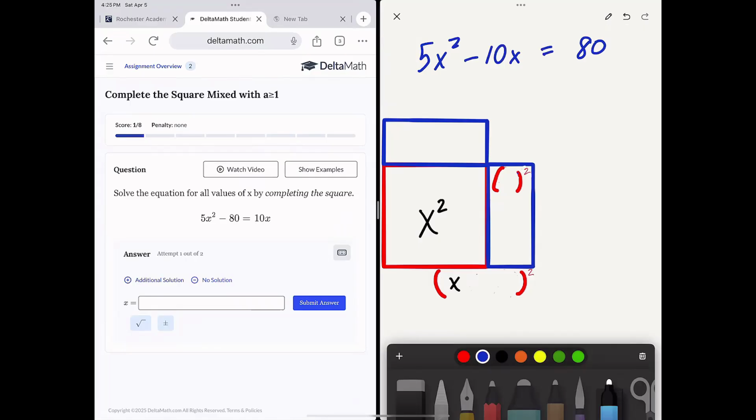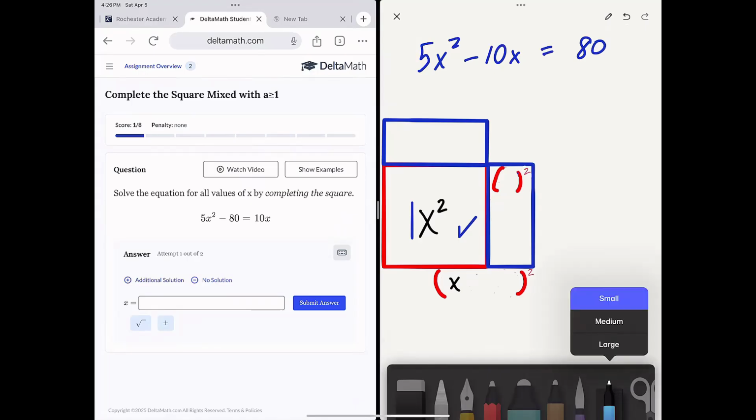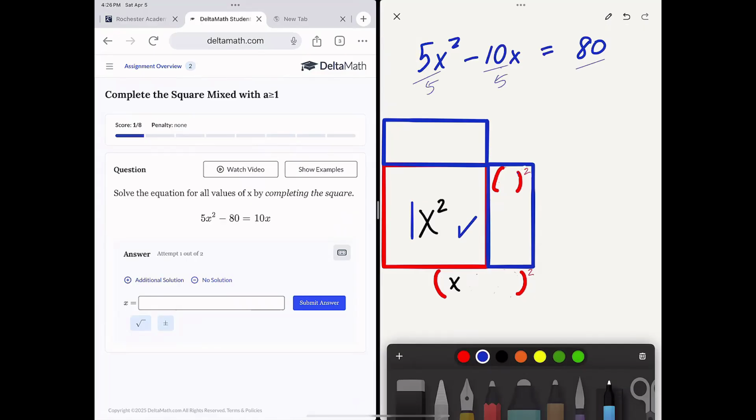But look, here's the key. You have to have one x squared, not 5, not 4, not 3. So you have to divide by the leading coefficient. So I'm going to divide by 5, 5, 5. So this is going to be 1x squared minus 2x equals 16, actually. Sorry, I'm doing all this kind of quickly in my head, my bad.